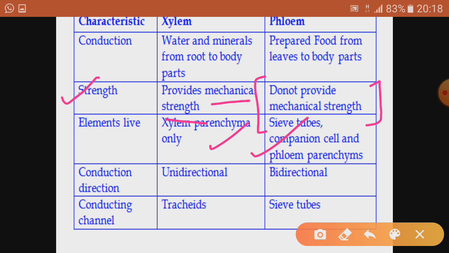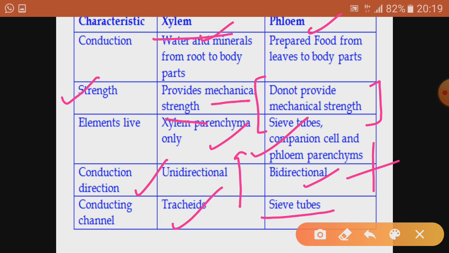I will give you another slide where everything will be written in one place and it will be easier for you to understand. Then conduction: in the case of xylem, the conduction of water is from root to leaves. It is unidirectional, in one direction only, but food has to be given in all directions, so we say conduction of food in phloem is bidirectional. Then, which cells are main in the case of xylem? Tracheids and vessels. And in the case of phloem, the conduction of food is with the help of sieve tubes.